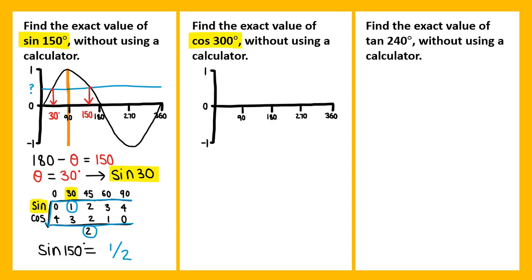Starting with a sketch of the cos function will be helpful, which looks like this. Extending a line up from roughly 300 will be around here, and then extending a horizontal to represent the value of cos 300 so that I can identify some of the other angles which would give me the same value, such as this one here.